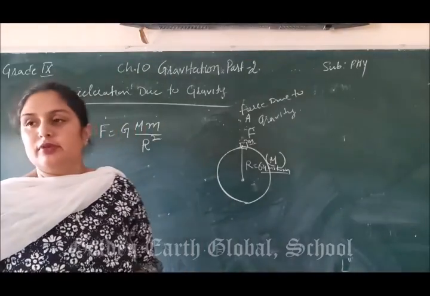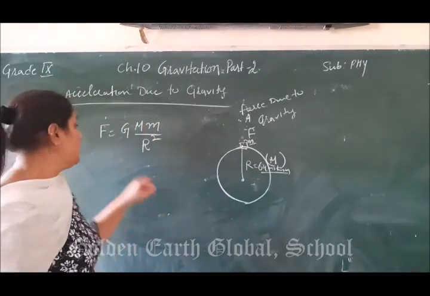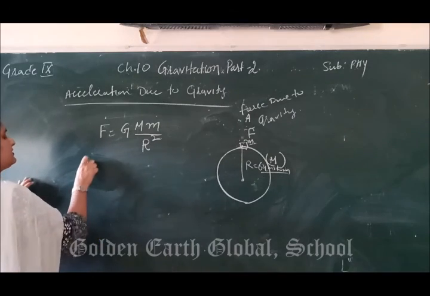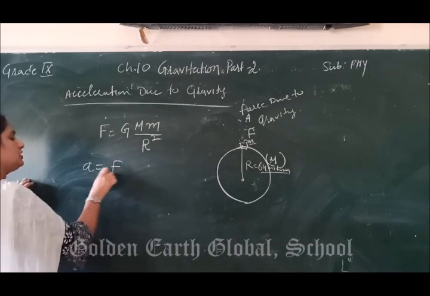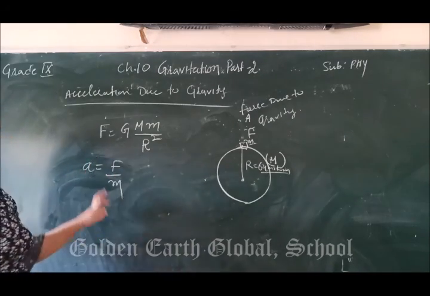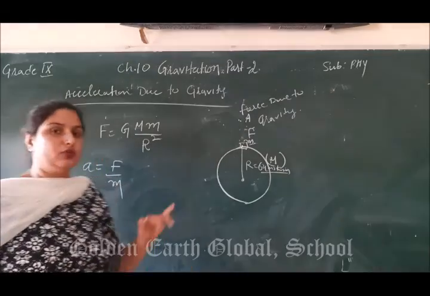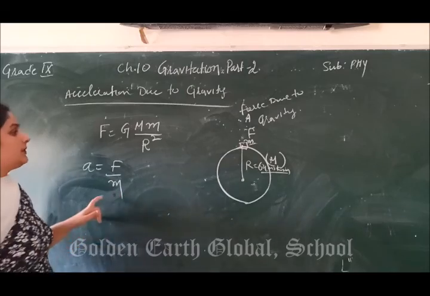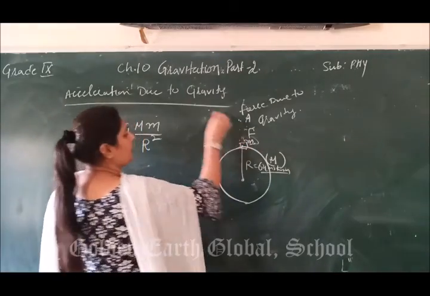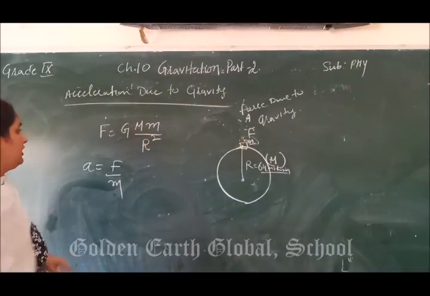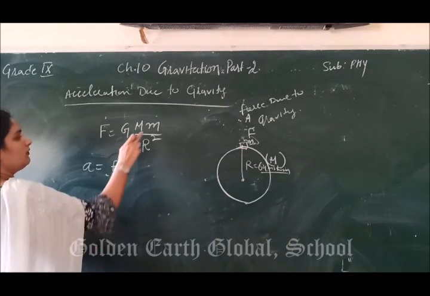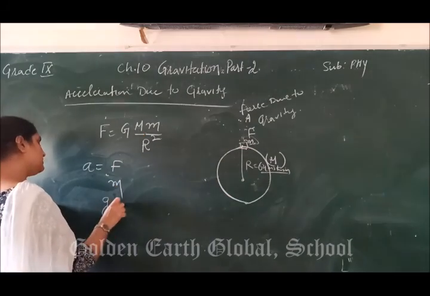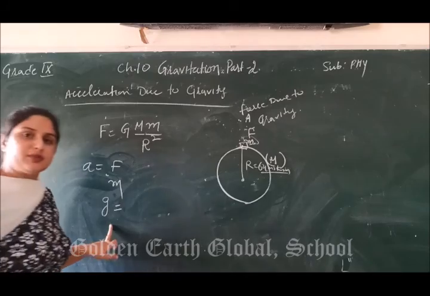Now we want to calculate the acceleration. As we know, acceleration, according to the definition, is force upon the mass, that is, force divided by the mass of the object. Now if you want to calculate the acceleration produced in this object, put the value of F here, and this acceleration is denoted by small g.